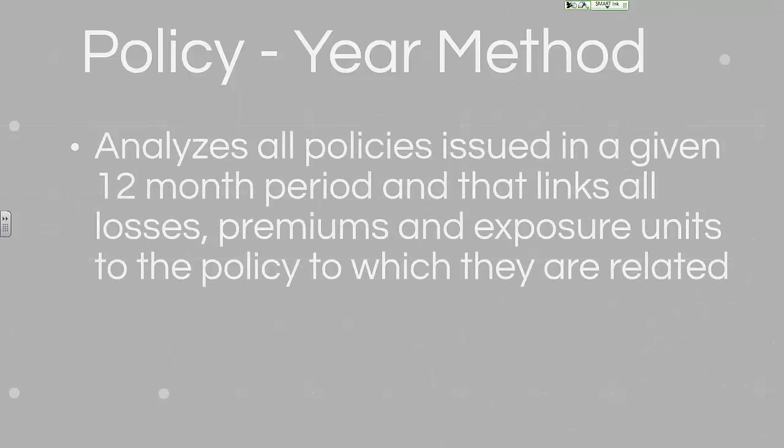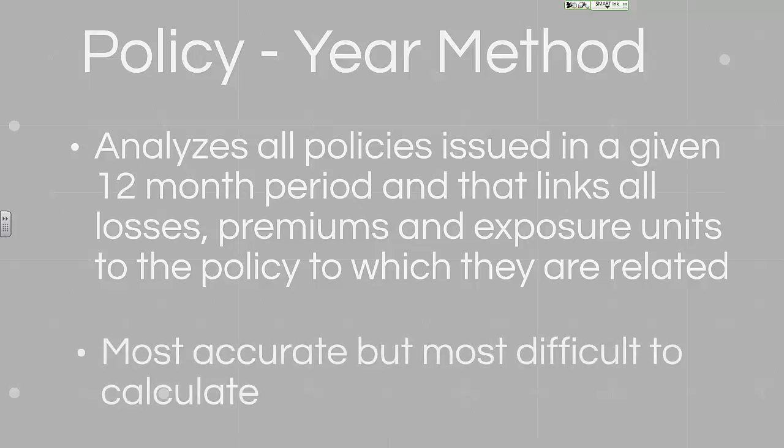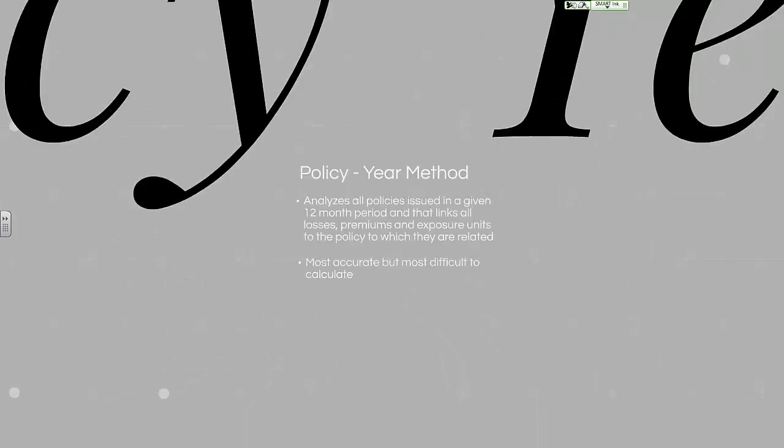And last, the policy year method. This analyzes all policies issued in a given 12-month period, which links all losses, premiums, and exposure units to the policy to which they are related. So this is the most difficult method to calculate, but it is the most accurate. This is the method required in London and in many European countries.